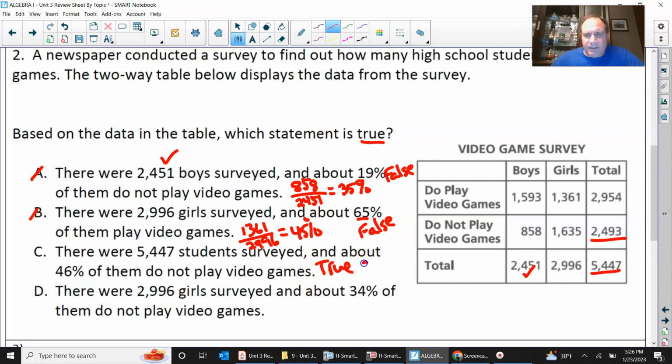So that means I'm putting 2,493 divided by 5,447, and that is your answer. No need to check D.